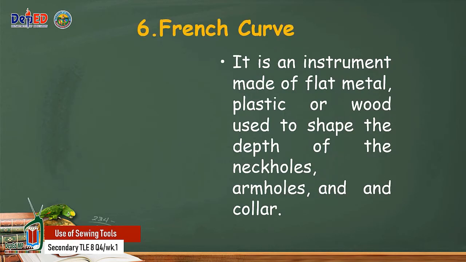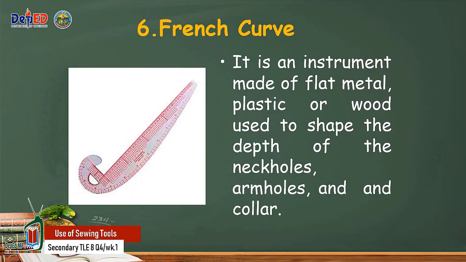Number 6. French curve. It is an instrument made of flat metal, plastic, or wood, used to shape the depth of the neck hole, armholes, and the collar.